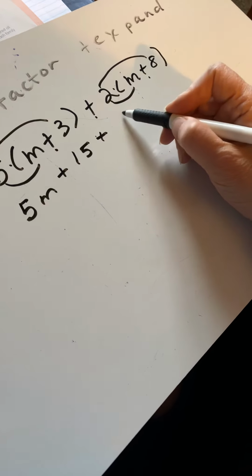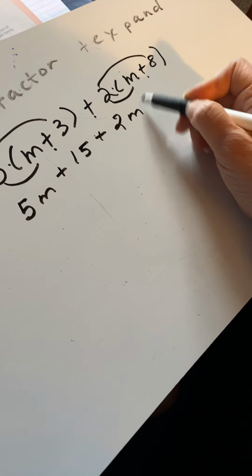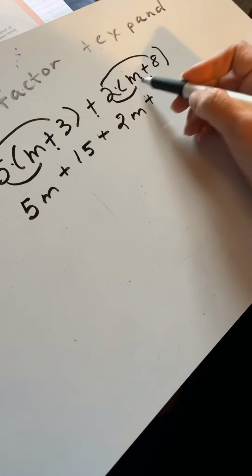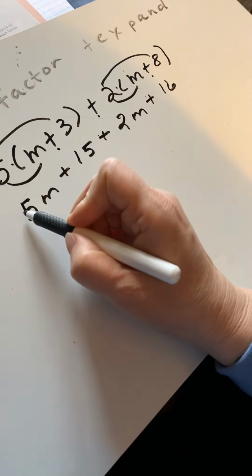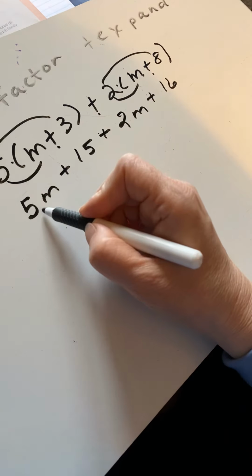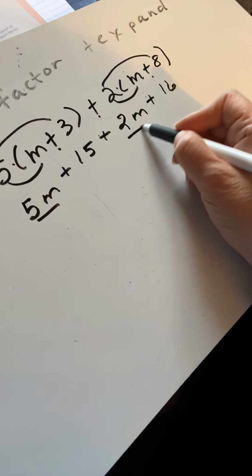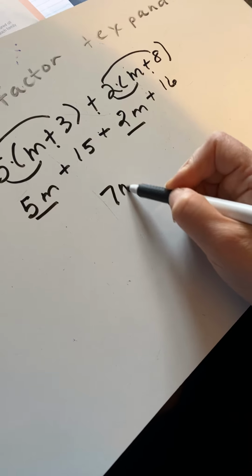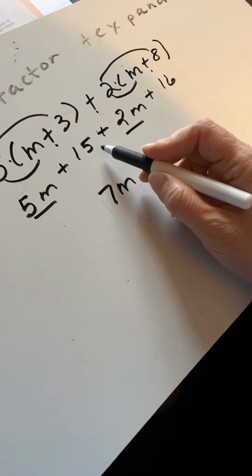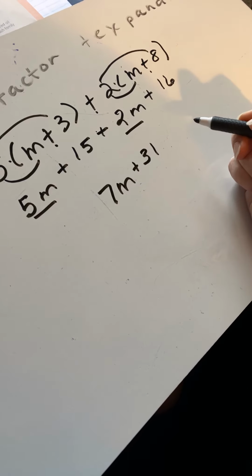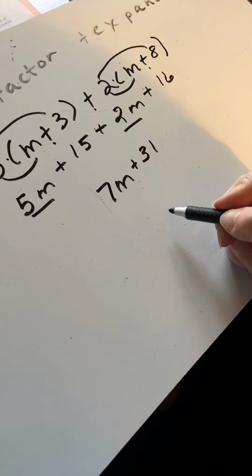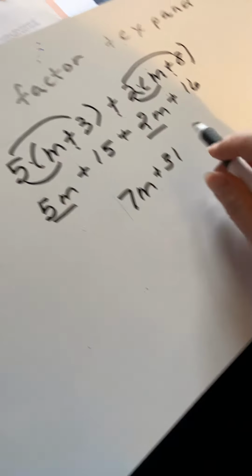Then 2 times m is 2m. Keep my sign the same. 2 times 8 is 16. Then you have to combine like terms. So 5m plus 2m, 15 plus 16. Okay, that's it. Now, to factor.